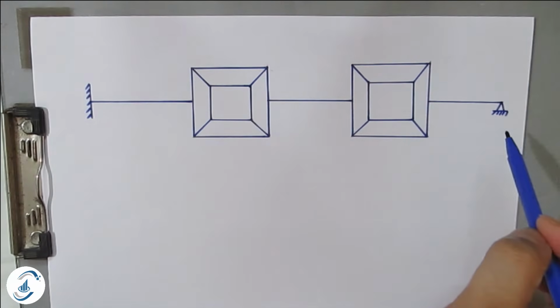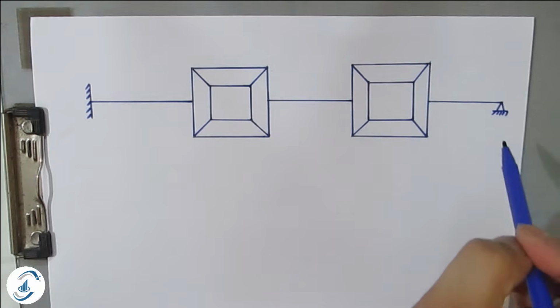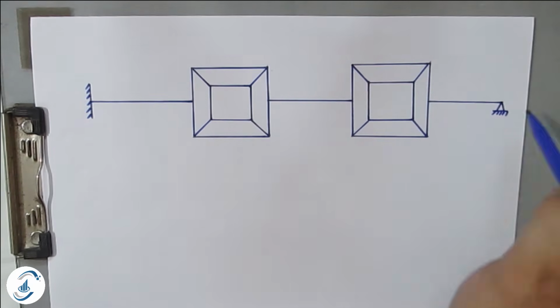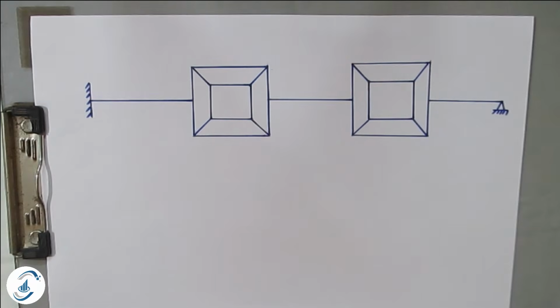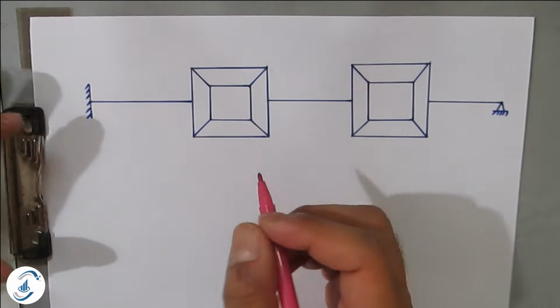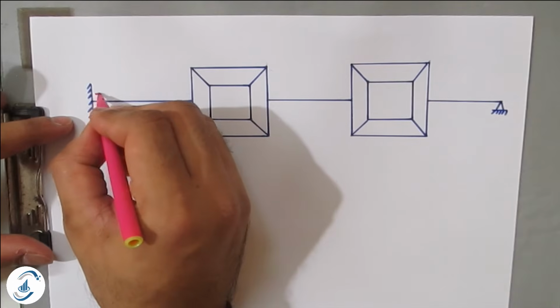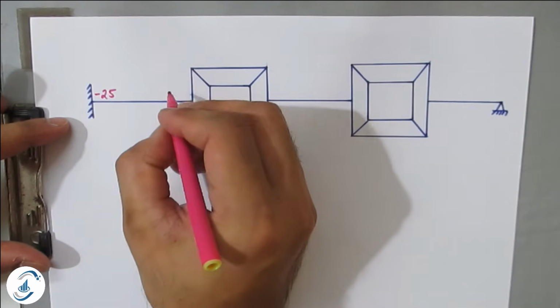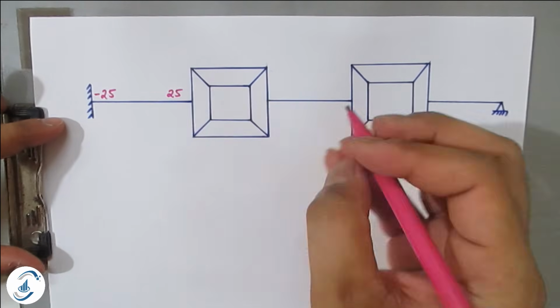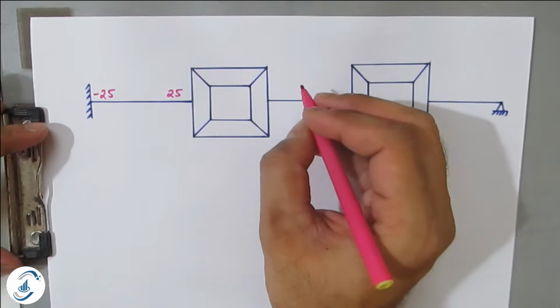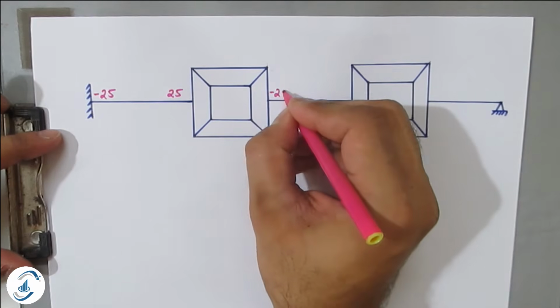If you want to go with the traditional method without modification, one more box will come into this particular representation. Now what you have to do is write down the fixed end moment values. MFAB was minus 25, MFBA was positive 25, MFBC was minus 26.67.